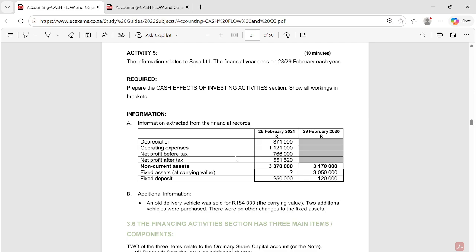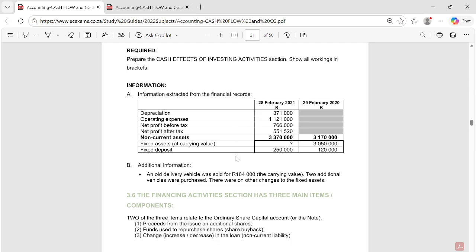Now let's just read this additional information, and wait, let's go to required. Required says we must prepare the cash effects of investing activities, which is proceeds on sale of asset, purchases of asset, and change in deposits.